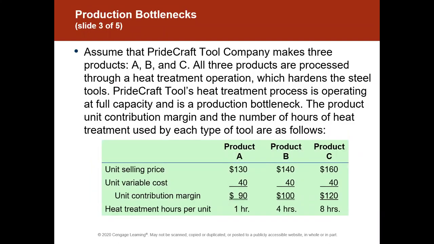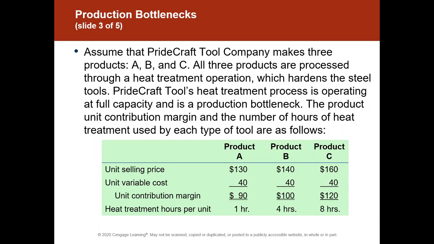So here's an example. Pridecraft Tool Company makes 3 products, product A, B, and C. They're not creative, okay? That's just what they call them. All 3 products are processed through a heat treatment operation, which hardens the steel. Their heat treatment process is operating at full capacity and is a production bottleneck. So they can only heat treat so much stuff, okay? The product unit contribution margin and the number of hours of heat treatment used by each follows. So we can see product A, we make a $90 unit contribution margin, but it only takes an hour of heat treatment. Product B makes 100, but it takes 4 hours. And product C makes 120 contribution margin, but it takes 8 hours.